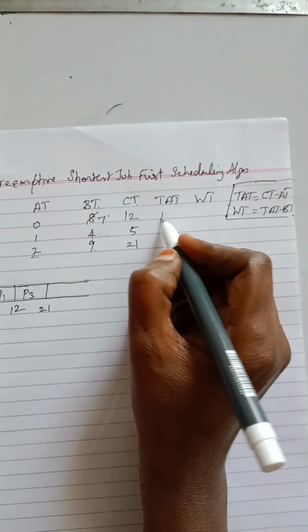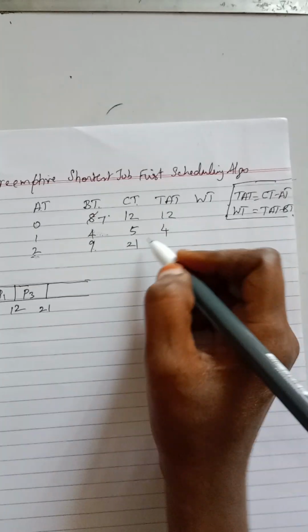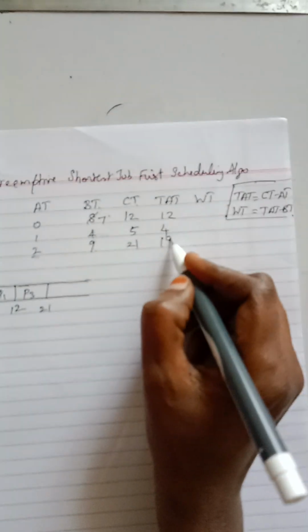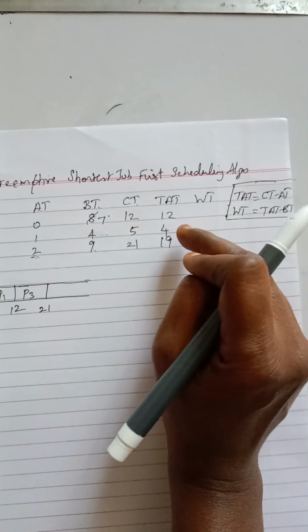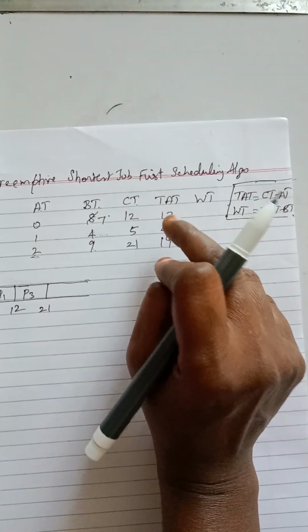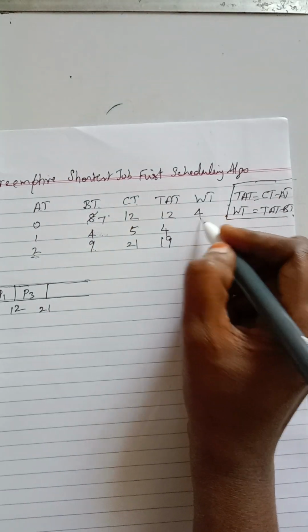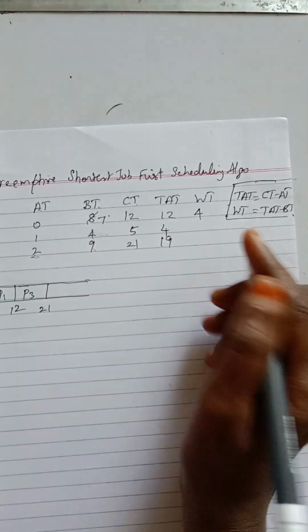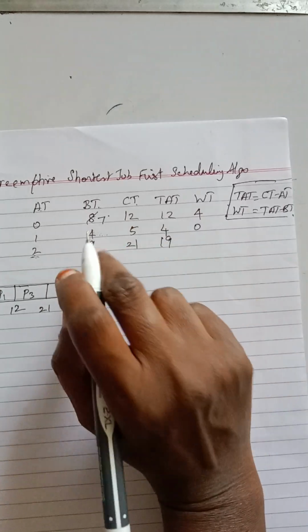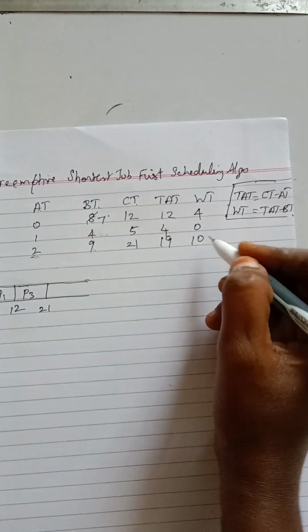So 12 minus 0 is 12. 5 minus 1 is 4. 21 minus 2 is 19. Now, what is waiting time? Waiting time is turnaround time minus burst time. So 12 minus 8 is 4. Then 4 minus 4 is 0. 19 minus 9 is 10.